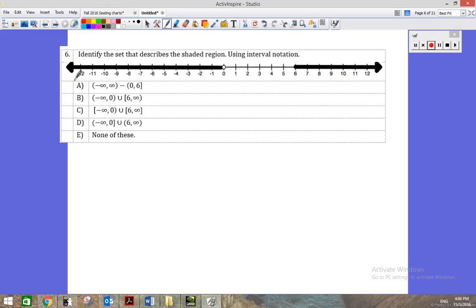All right, so in interval notation, the arrow shaded on the left, that's negative infinity. My other endpoint here is 0. It's got a hollow dot, so it's an open parenthesis. There's a break in the graph, so I need a union. That's a solid dot at 6, so I include it. To the right, the arrow is shaded. That's going off to positive infinity. That's what I'm looking for among the choices, and that looks to be choice B.